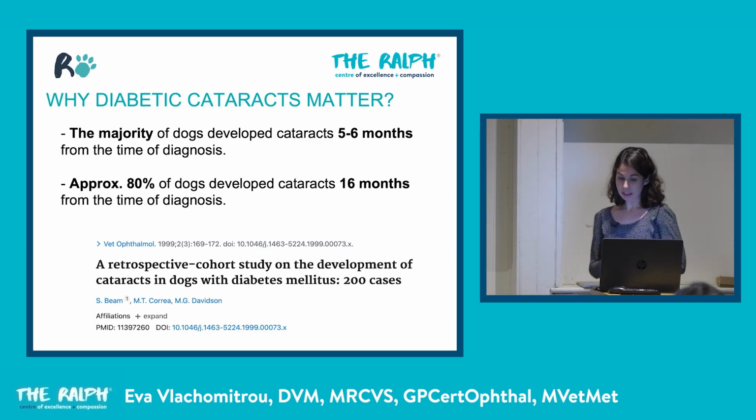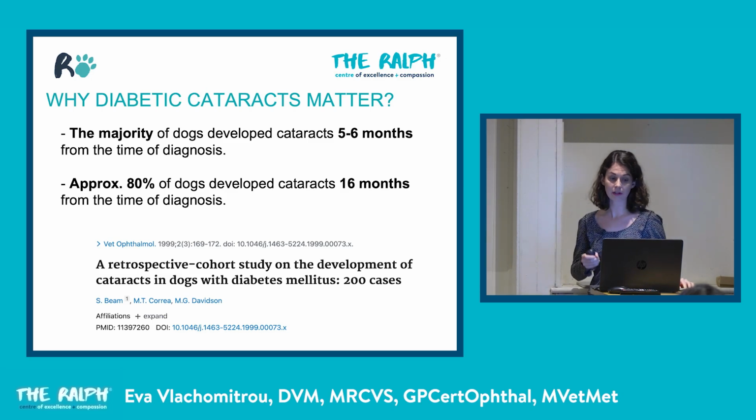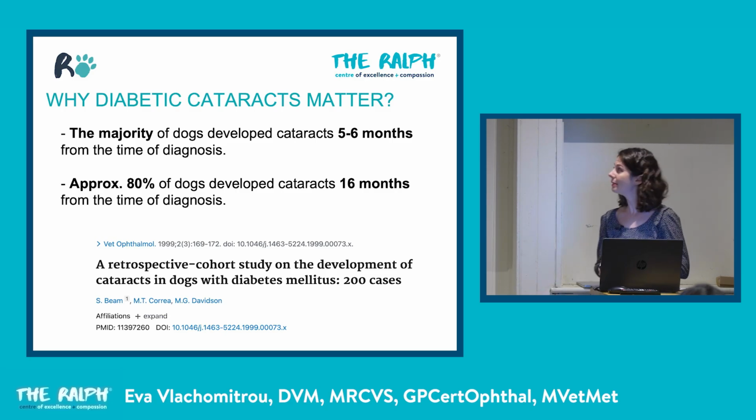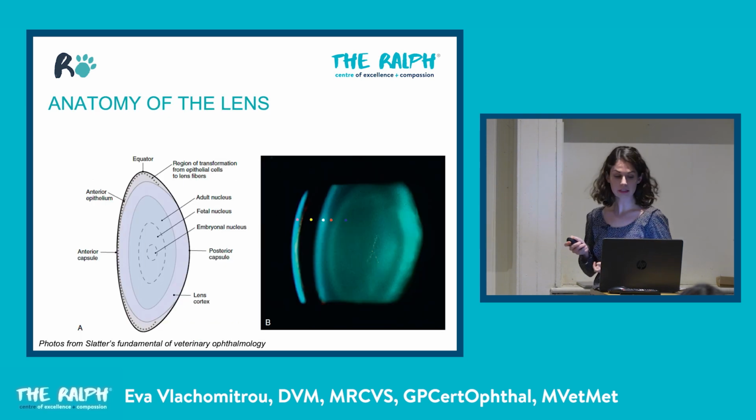Diabetic cataracts matter. They progress in a large proportion of dogs. A published study in 1999 showed that the majority of dogs developed cataracts 5 to 6 months from the time of diabetes diagnosis, while 80% of dogs developed cataracts 16 months from the time of diagnosis. That's a large percentage of dogs with cataracts.